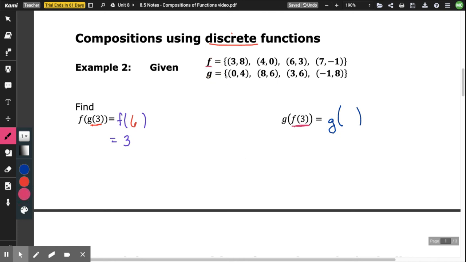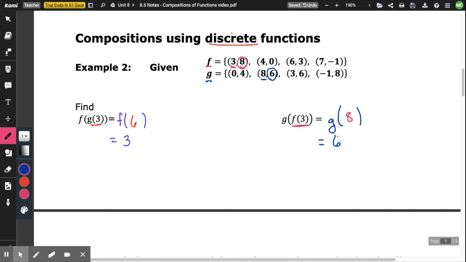So I go back and I look at f. I look for an x value of 3. And then f of 3 means what is the y value that goes with that. So that would be an 8. So I put 8 in the blank. Now that I've got that, I still have some function notation going on here because it says g of 8, not just 8. So I need to evaluate that one. So that means go to g, look for an x value of 8, and say what the y value is that goes along with that. So that would be 6. So my final result there for g of f of 3 is 6.